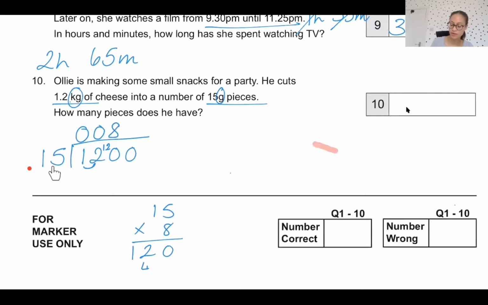last 0 as well. So 15 into 0 goes 0 times. So our answer is 80.